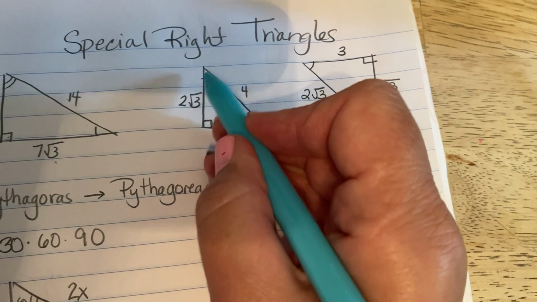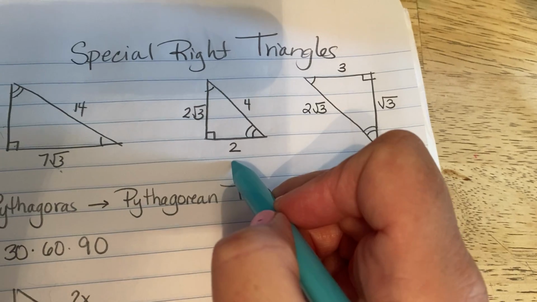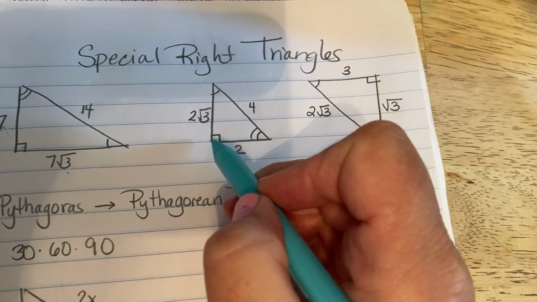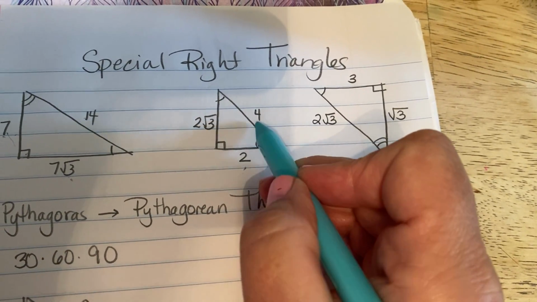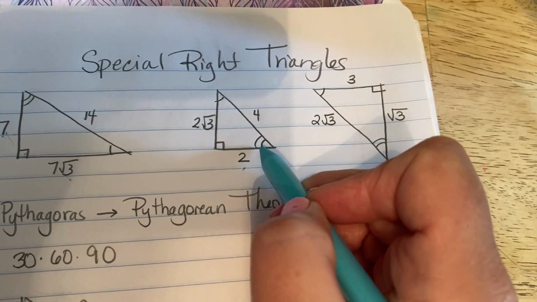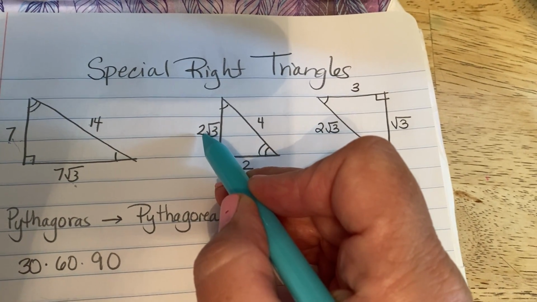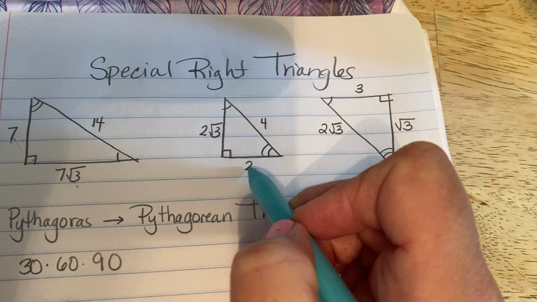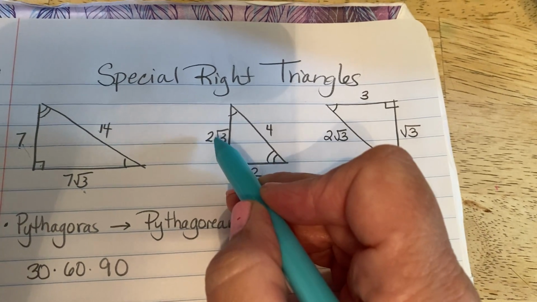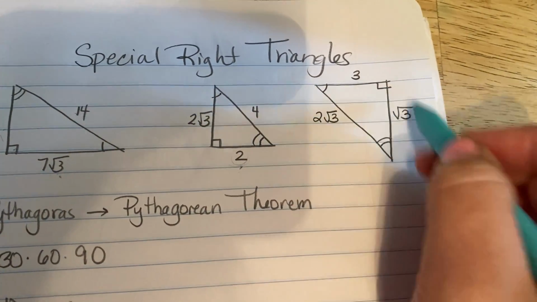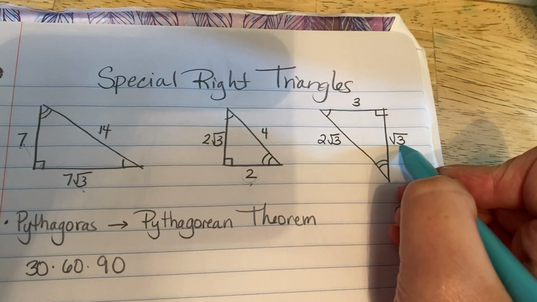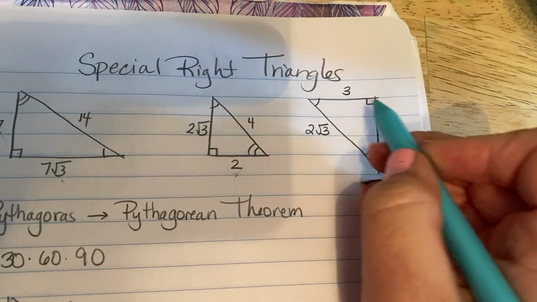Here's a 30-degree angle. Across from the 30 is 2. Across from the 90 is 2 times that, so 2 times 2 is 4. And across from the 60 is the square root of 3 times that measure, so 2 times the square root of 3. Now this one's kind of tricky because look, here's the square root of 3 as a side measure. Well, let's talk about that.